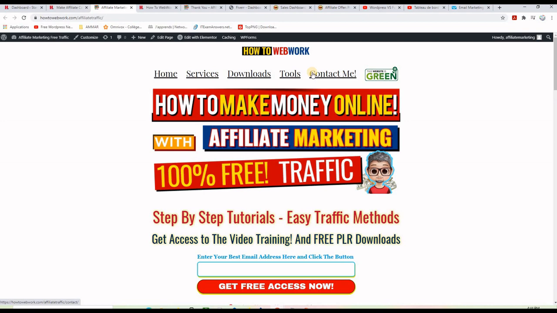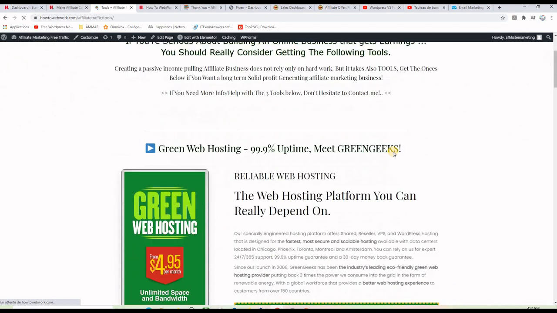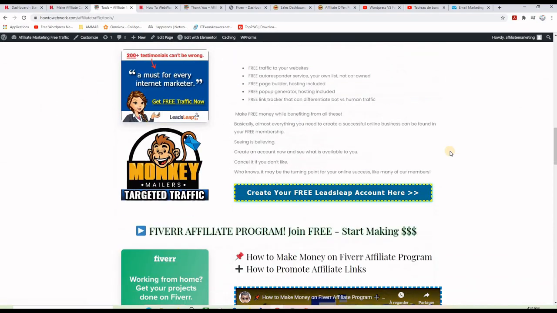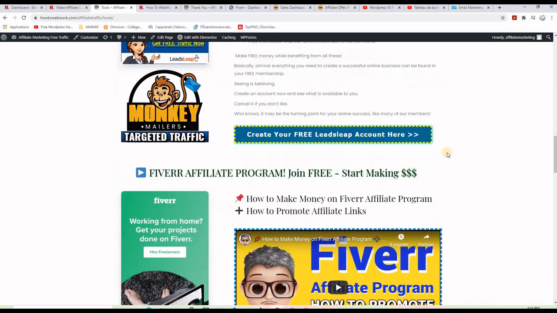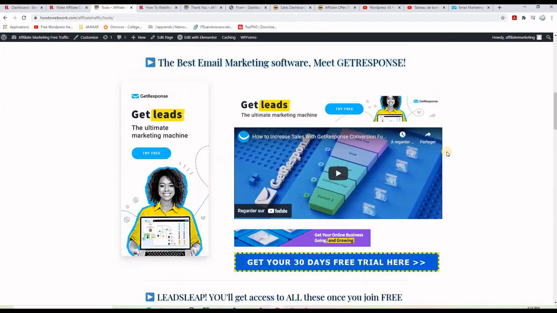So always provide good quality content. That is the most important thing. For example, if you take them to the tools, you can provide the tools that you're using and you can talk about the tools, the benefits of those tools you are using and how they can benefit the others as well.